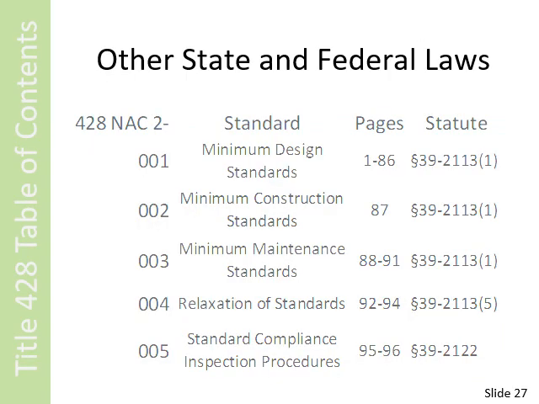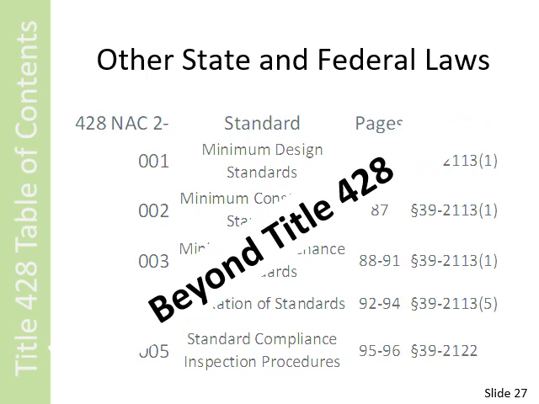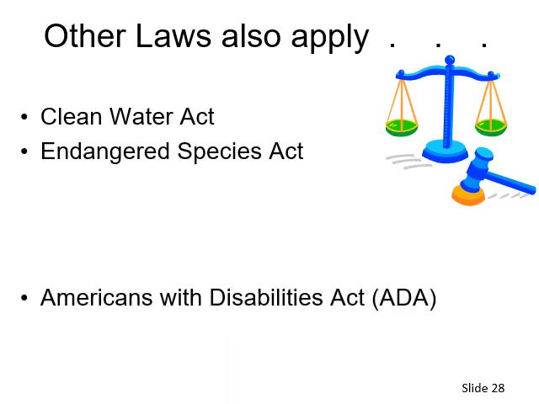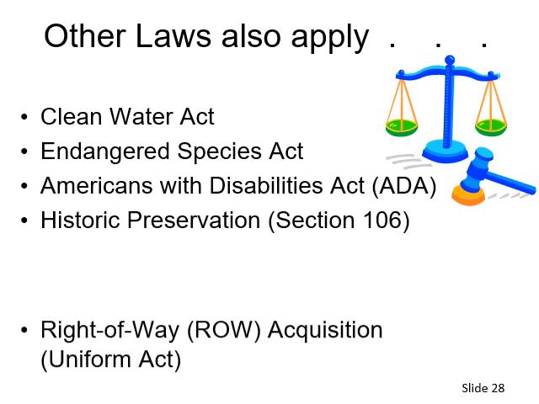There are other state and federal laws and regulations beyond Title 428 that need to be taken into account when designing and constructing highways, roads, and streets. The following slides list some of those laws and regulations. This screen shows some other laws that may apply, from the Clean Water Act to Endangered Species Act and so on. It is not a comprehensive list.